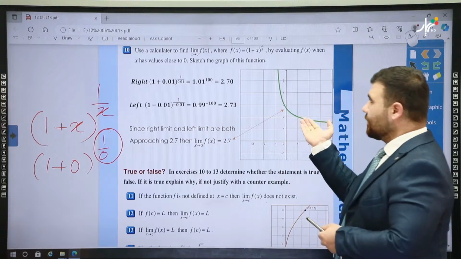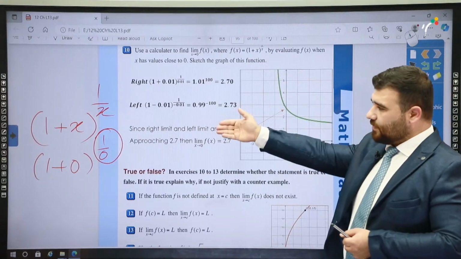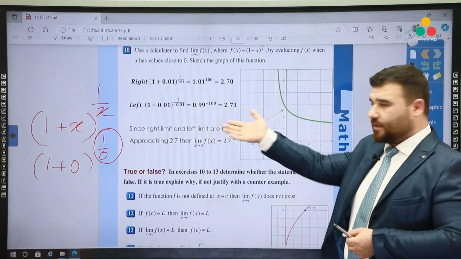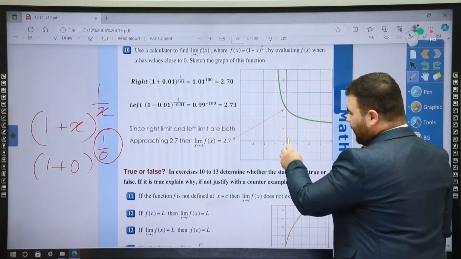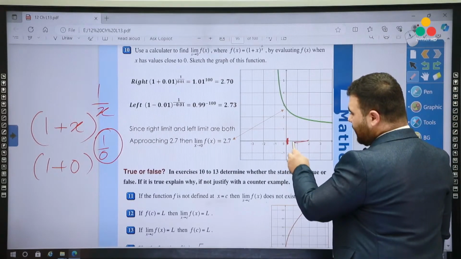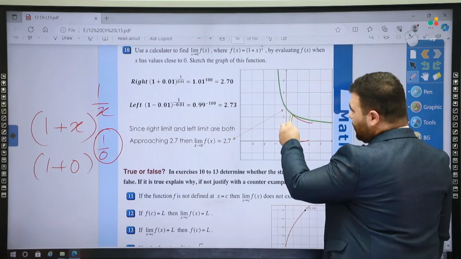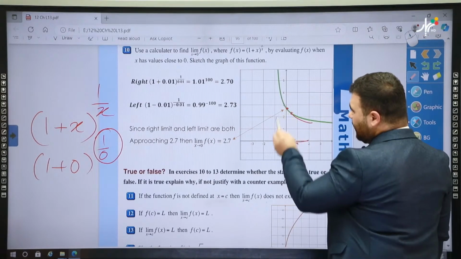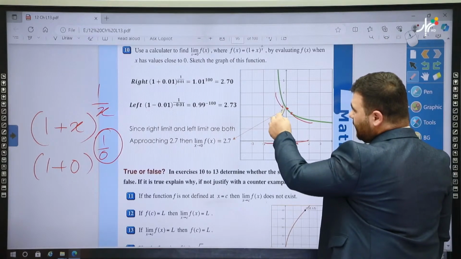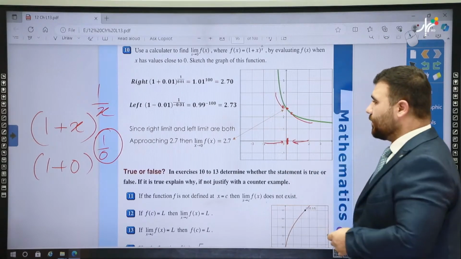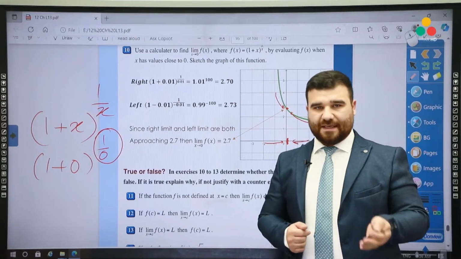And we have the graph of this function, (1 plus x) to the power 1 over x. The graph is like this. Then this is 0. If we approach 0 from the right side, the graph is approaching this point. If we approach 0 on the left side, on the graph, the left side is approaching the same point. So the limit at 0 exists.